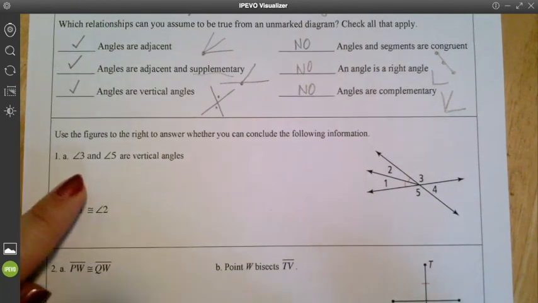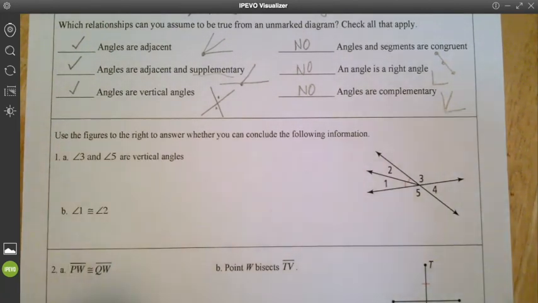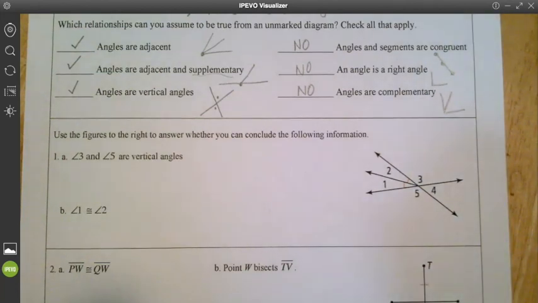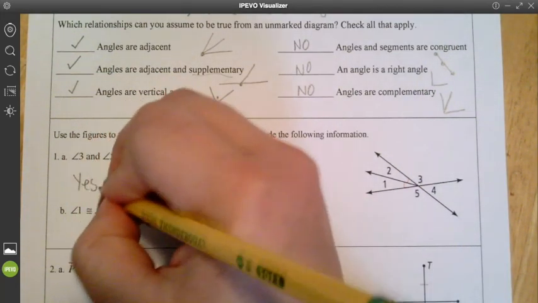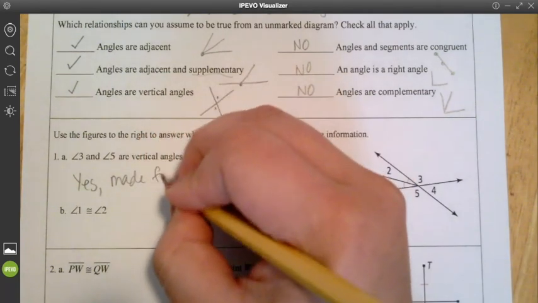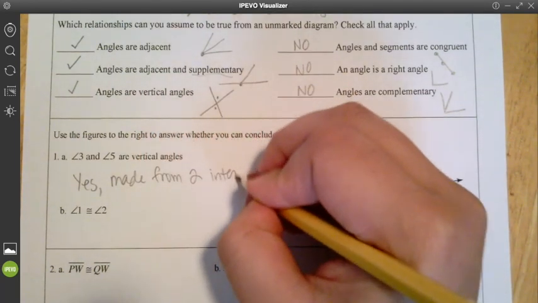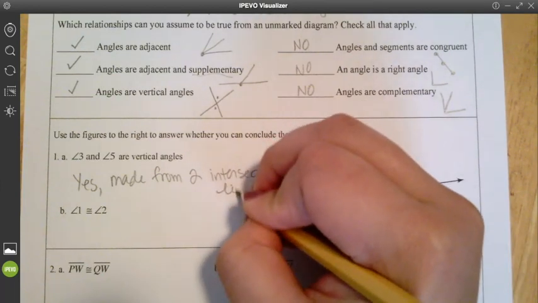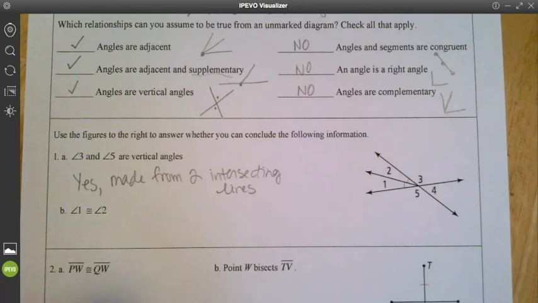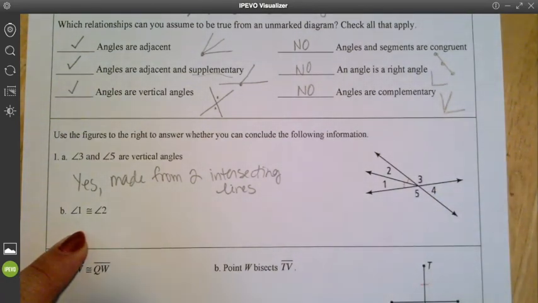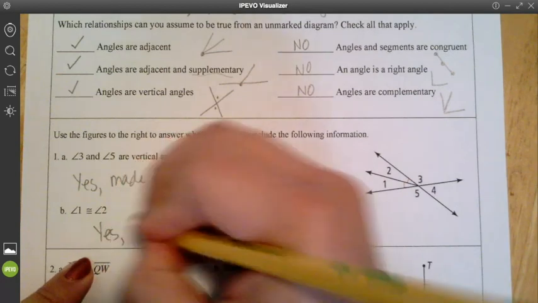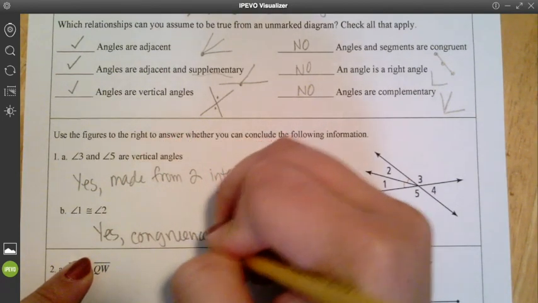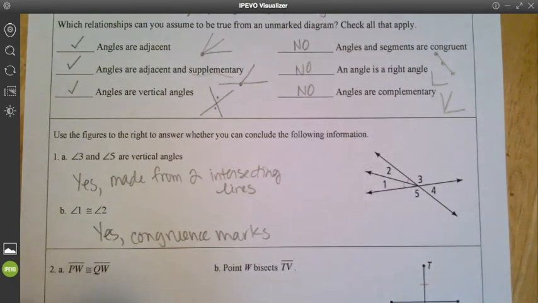So let's use the figure to see if we can answer these questions. Angle 3 and angle 5 are vertical angles. Angle 3 and angle 5 are made up of two lines, so yes, made from two intersecting lines, or pairs of opposite rays. Angle 1 is congruent to angle 2. Yes, because it's marked. If it was not marked, then we cannot assume, even though they look the same. That's not an excuse to assume information.